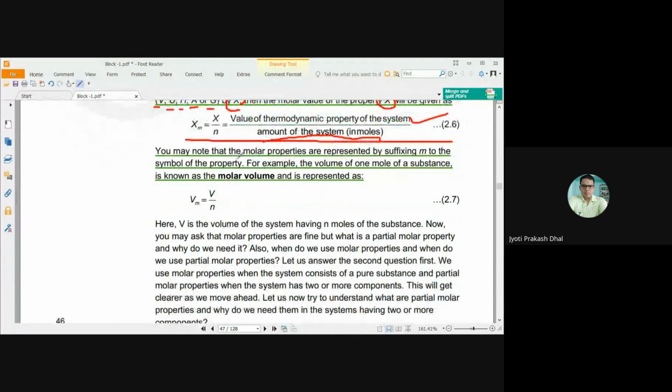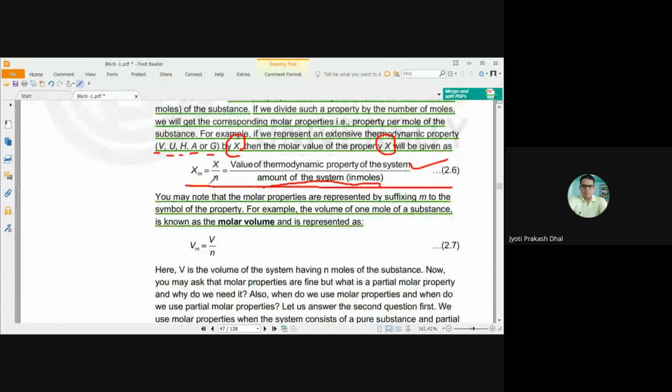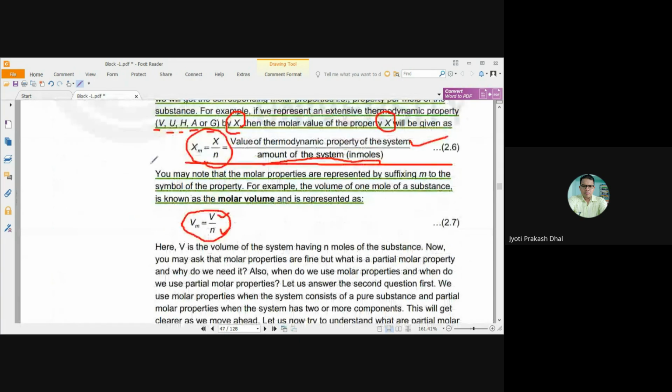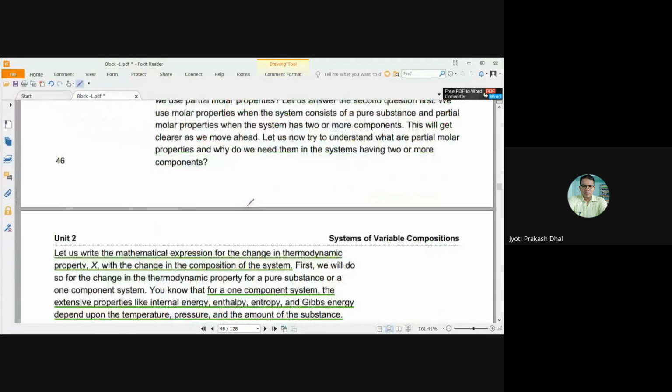If we use this formula for volume, the molar volume Vm equals V divided by n. V is the total volume of the system divided by the number of moles, and that becomes molar volume. Similarly, if we use this equation for internal energy, you will get molar internal energy. For enthalpy, you will get molar enthalpy, molar Helmholtz energy, molar Gibbs energy, etc.